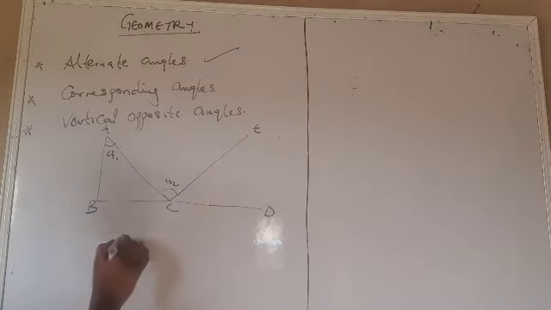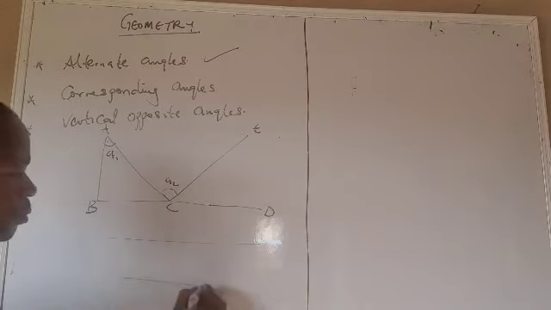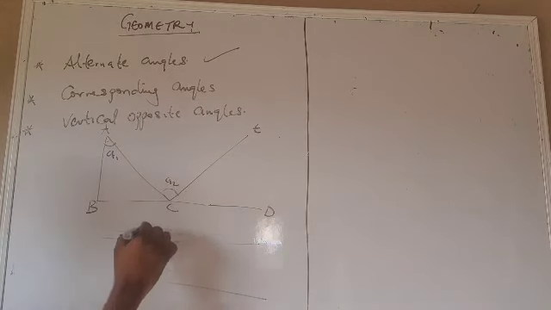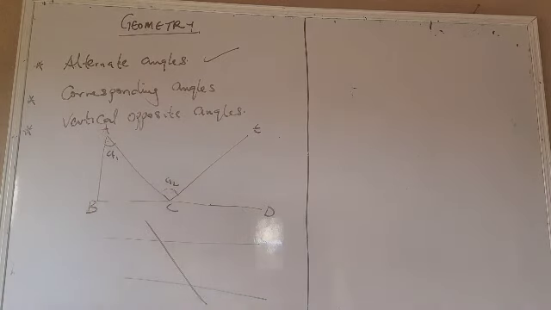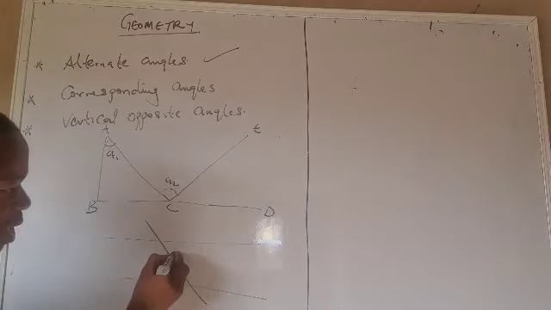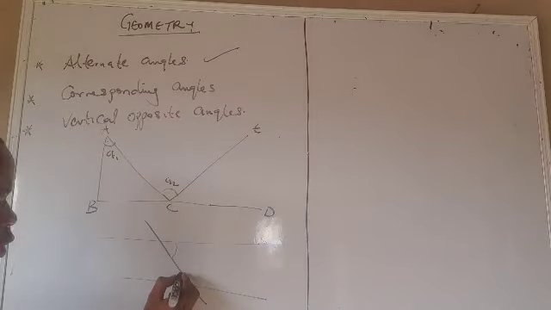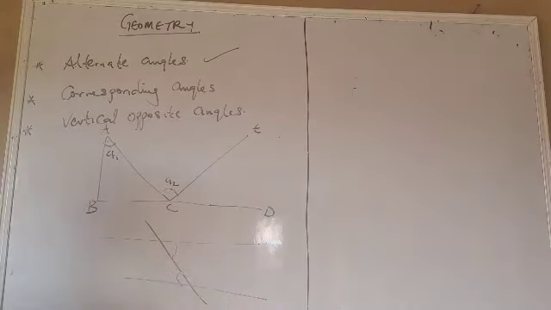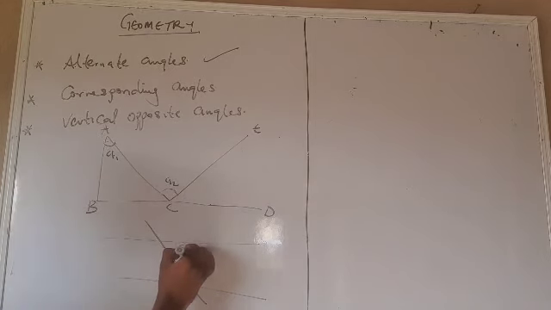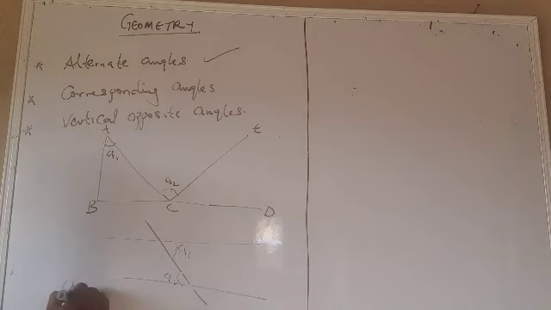Also, we have two straight lines, and we have a line that crosses the two. In this case, the angle that is formed here is said to be alternate to this angle that is here. If this is A1 and this is A2, meaning that A1 is equal to A2.